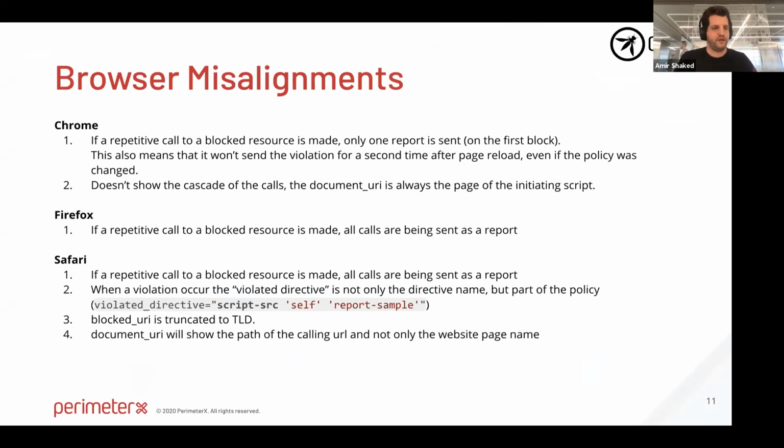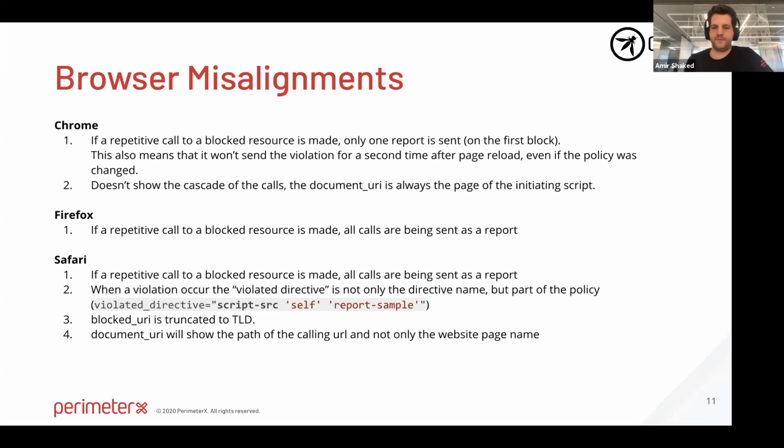Another interesting thing that we discovered is browser misalignments, and not minor ones. A thing that was very, very obvious is the behavior of when should a report be sent. Chrome, for example, sends only one report if a resource was blocked. Even if the page is reloaded, as long as it's the same event that was blocked, it will only send a single report. Firefox will send all of the cases. So you will have multiple reports per page, perhaps, from one browser, and only a single one from a second browser. Safari does a bit of both.